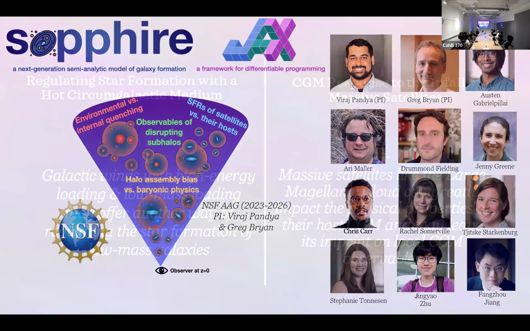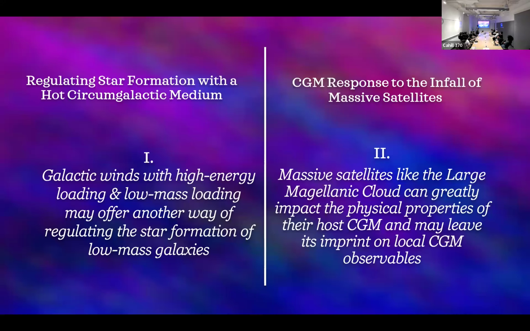And so with that, I'll leave you with the two take-home points from both ends of this project: that thinking more deeply about feedback, particularly the energy carried by these outflows, and also the presence of these massive satellites, may be producing fairly significant disruptions to the CGM of galaxies like the Milky Way, and perhaps other Milky Way-like galaxies, which possess their own satellites. So with that, I'll leave it there. Thank you.